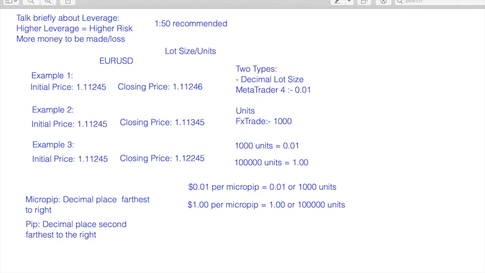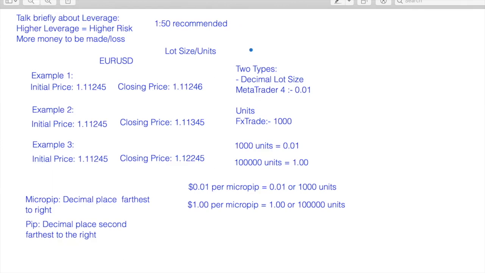So if you're in the U.S., I would recommend using a 1 to 50 leverage. If you're anywhere outside the U.S., I would recommend using the 1 to 50 as well. But if you're a little bit ambitious, you can use 1 to 100. But 1 to 50 is really good. So that's what it says up here. It's 1 to 50. It's going to ask you in the setup.